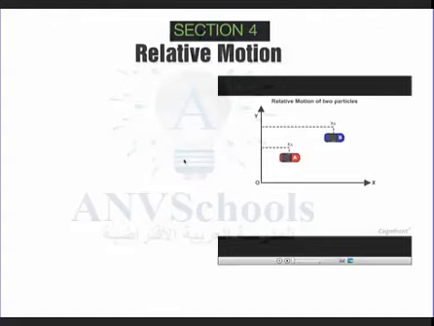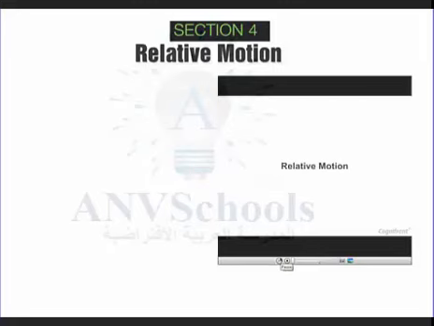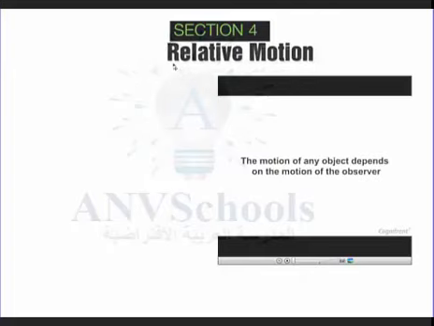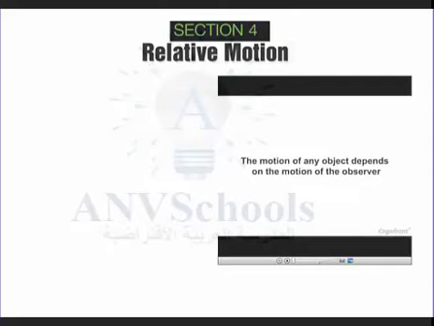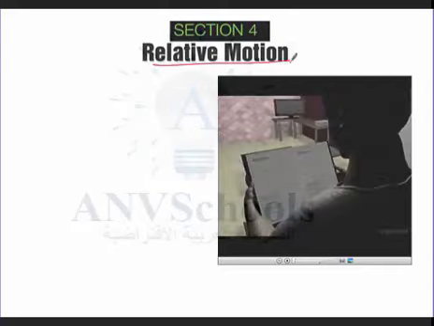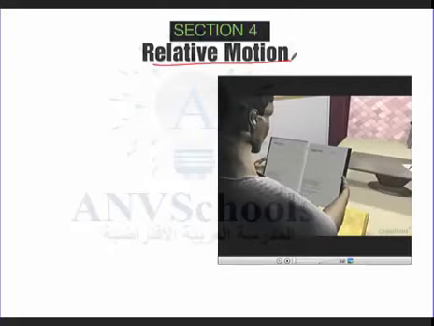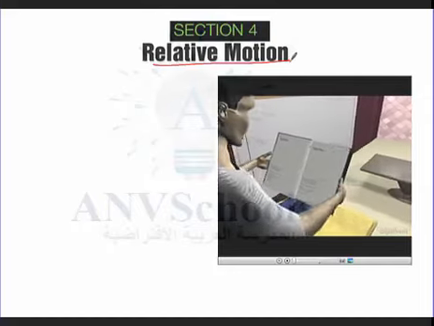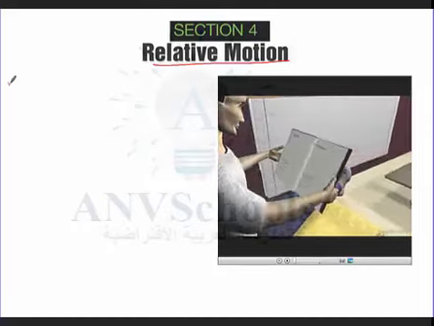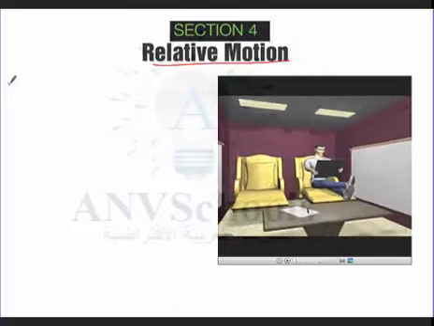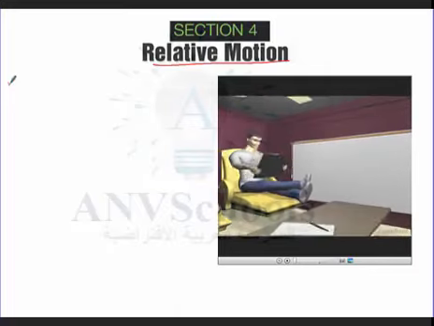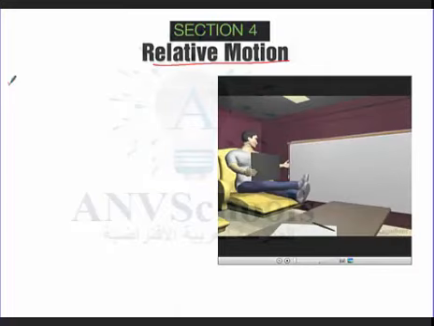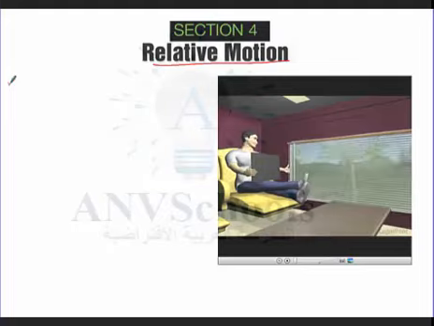Today we are going to see the last section of chapter 3, that is about the relative motion of an object. What does relative motion mean? What is the meaning of the relative motion of an object? When we talk about motion, we need to have a frame of reference. Whenever we are talking about the motion of an object, we have to have an object against which we can compare or relate our motion.